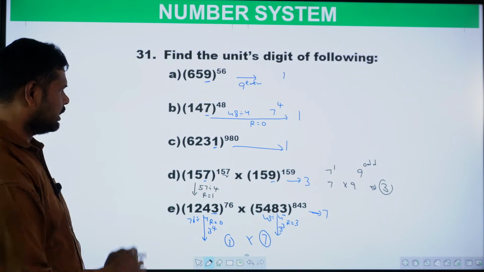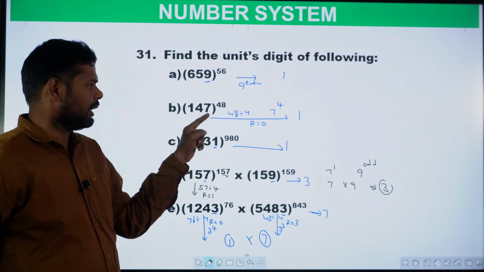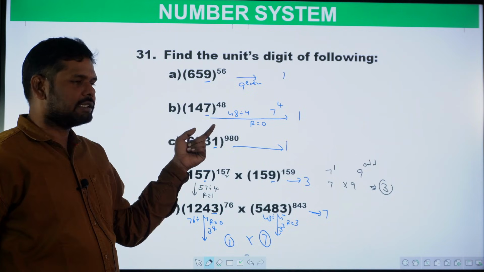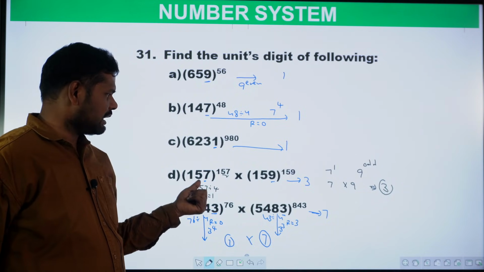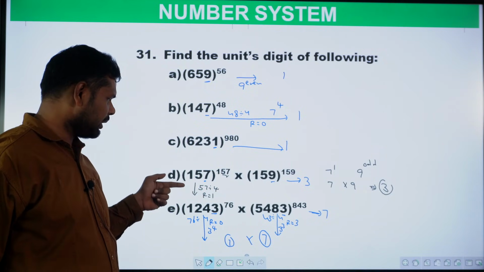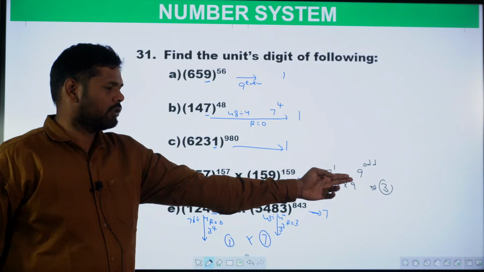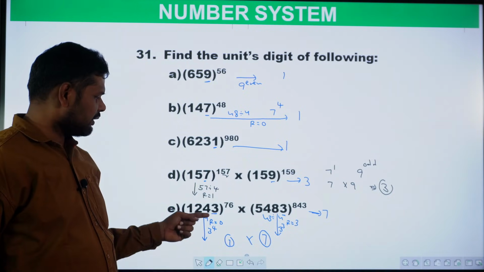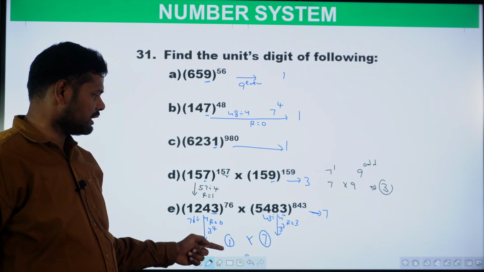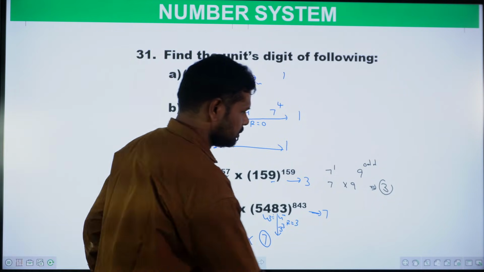That's it. Very simple. So 9 power even means 1. 7 power means divided by 4, remainder 0. That's why we consider that power as 4 and the units digit as 1. 1 power anything is 1. So again 7 and 9 are there. 9 power odd number is 9. 7 power means power divided by 4, we get remainder 1. Then 7 power 1 is nothing but 7. Multiplying those two gives the resultant units digit. So 3 power 76 we get remainder 0 and units digit 1. Again another case, units digit 7. 1 into 7 is 7. Next.